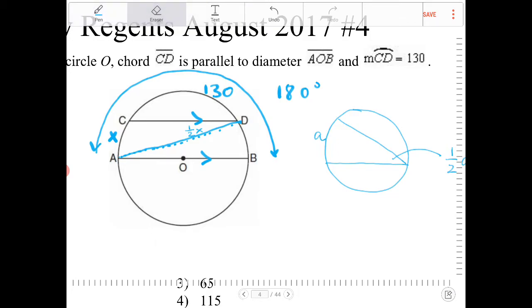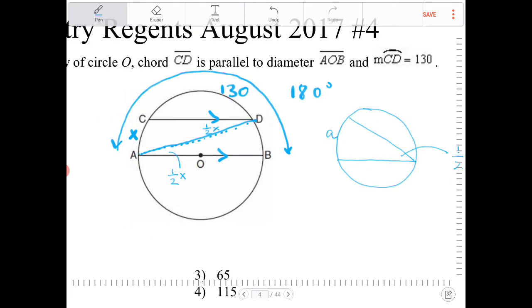Let me rewrite that a little bigger. So this angle over here is also going to be 1/2 X. And why is that? Well, that's because alternate interior angles are congruent. So wait a minute. If angle DAB is 1/2 X, what would make that of arc DB? Well, since the inscribed angle is half of the intercepted arc, and here DAB is 1/2 X, arc DB therefore would also be X, because it's got to be double that inscribed angle, right?